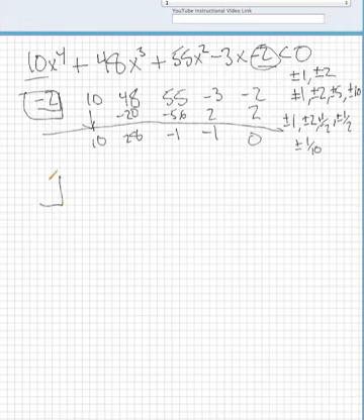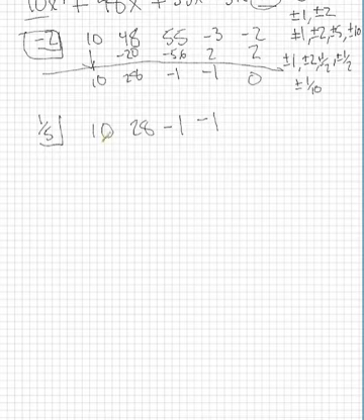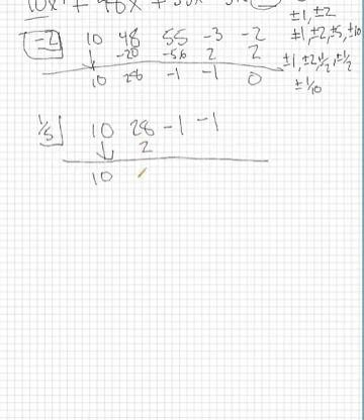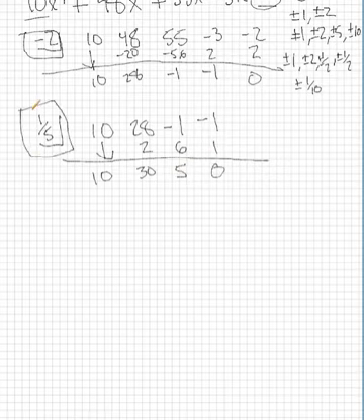And then again, I've done work already to say that 1/5 is going to be another one. So we put the different coefficients, the ones on the bottom right here, 10, 28, -1 and -1. And now we bring down the 10 once again. 10 divided by 5 is 2. Add those together is 30. Divide that by 5 is 6. Add those together, what you get is 5. And then divide that by 5 is 1, is 0. So that's our other zero. We're still looking for 2 more.